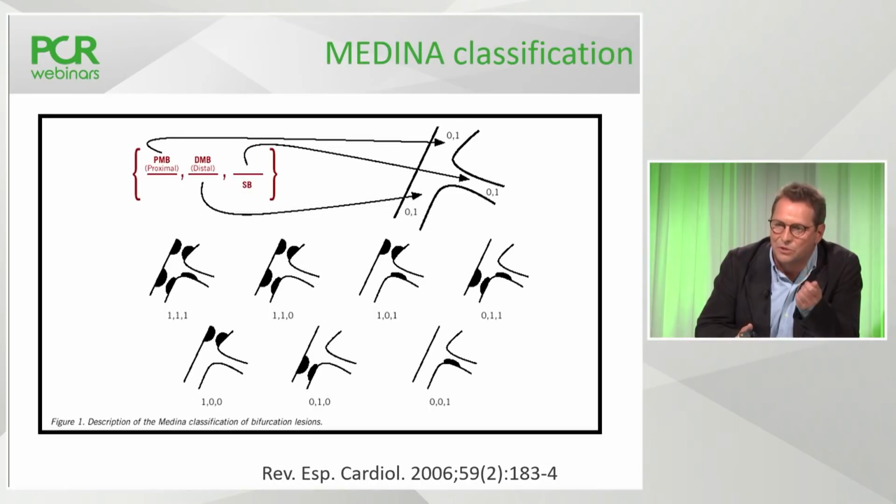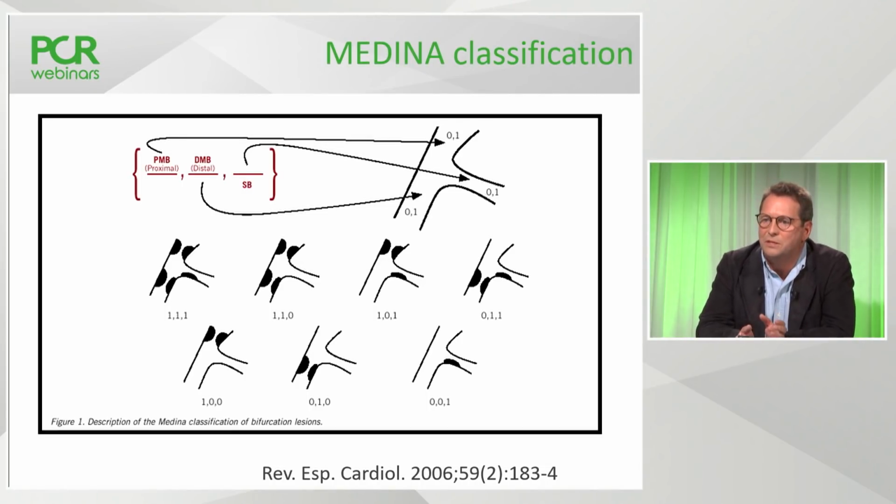And there are different ways of evaluating lesions. One of the setups that is put forward by the European Bifurcation Club is actually the Medina classification, which is very, very simple. It states that if there is a stenosis, it's a 1. If there's none, it's a 0. And there are differences in the interpretation, but it's basically based on an angiographic evaluation. And Benjamin, does that cause a problem in interpretation of the angiogram?